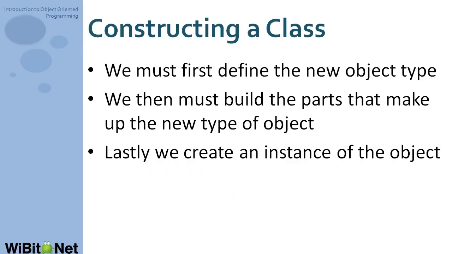So constructing a class, first we have to define the new object type, like the frog or whatever. Then we have to build the parts, or the little pieces, the fields, attributes that make up this new type. And then lastly, we use this template to create an instance of the object that we have just created.